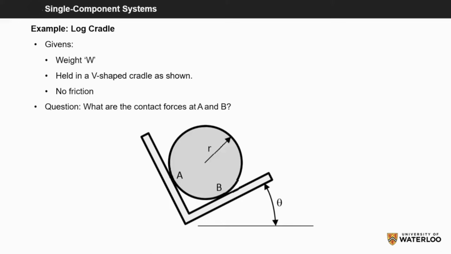Let's complete an example problem for a single component system. Consider a log cradle with a weight W and assume there is no friction between the log and the V-shaped cradle. The radius is represented by the variable r, and the angle between the holder and the flat surface is represented with the theta symbol.